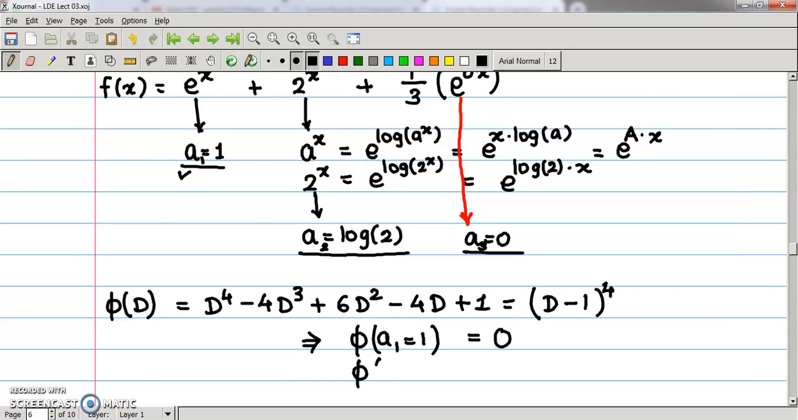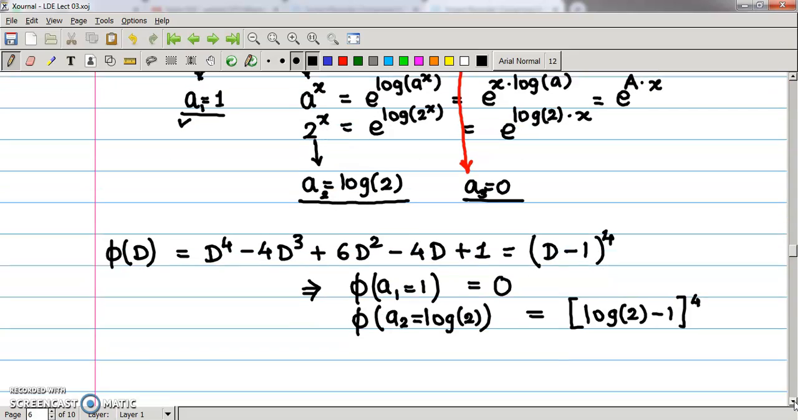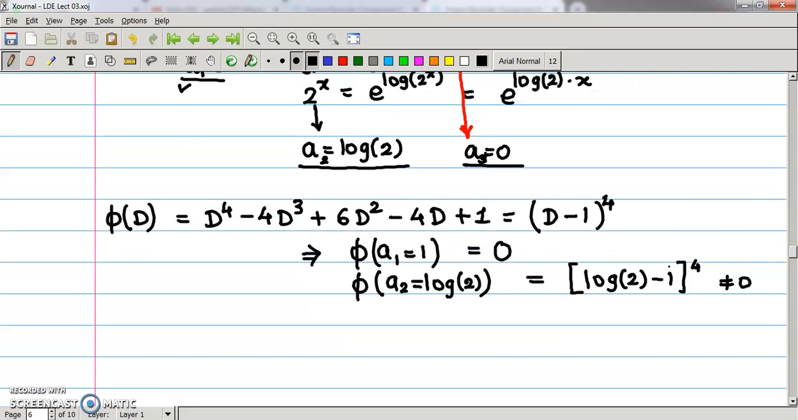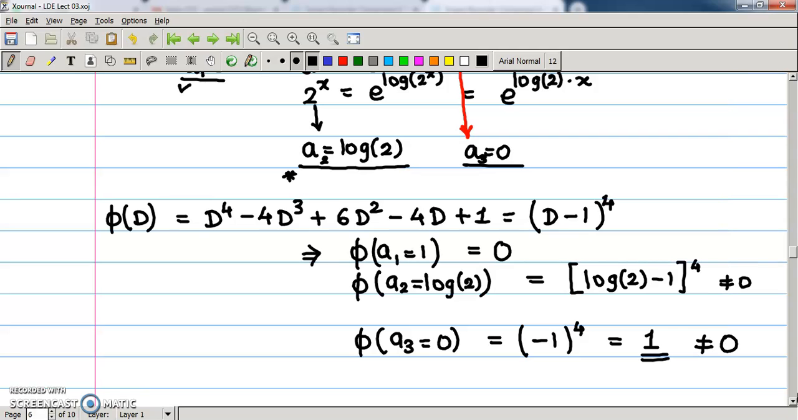Then we replace D by a2 for the second term, where a2 is equal to log 2, and this value is (log 2 - 1)^4. This is not equal to 0, so here there is no case of failure, and we can apply the standard formula as it is. Now we replace D by a3, where a3 is equal to 0. So we replace D in the auxiliary equation by 0. It is (-1)^4, which is equal to 1, which is again non-zero.